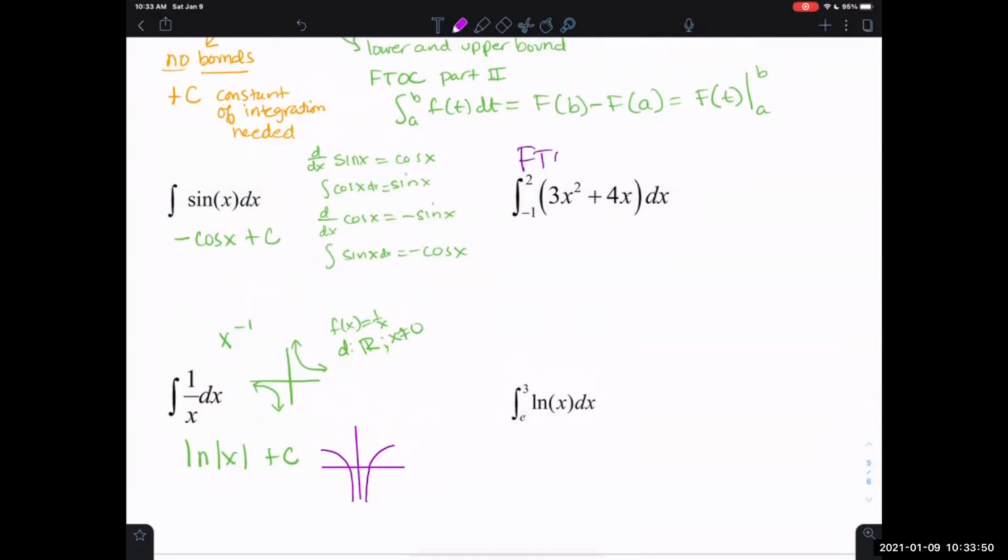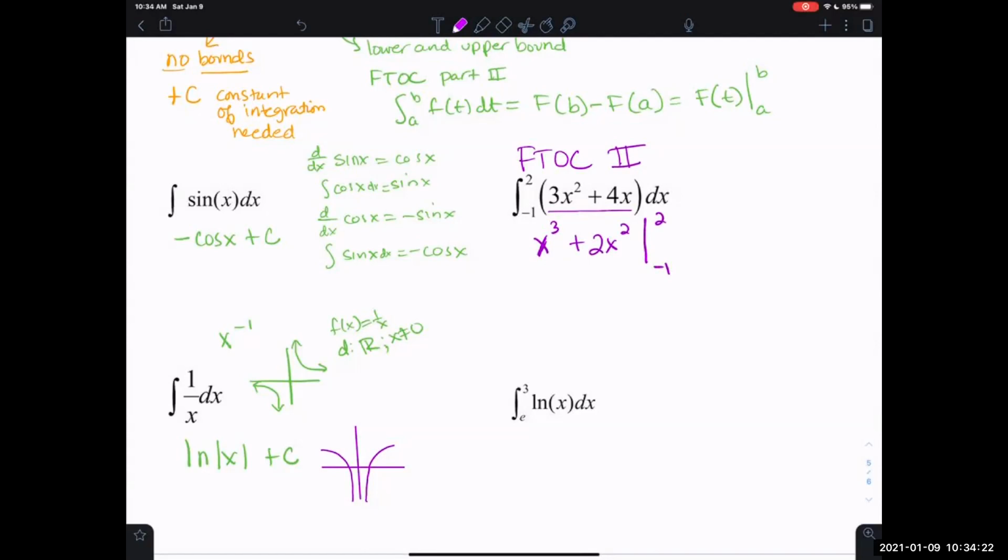This is where we're going to actually use our fundamental theorem. So that means I'm going to calculate my antiderivative. Okay, so now we're going to use the power rule. We add 1 to the exponent. We divide by 3, which would give us a 1 as a coefficient. And here we add 1 to the exponent, which would make it a squared. And when we divide 4 by 2, we get 2. We don't need plus c. We are evaluating. There's my evaluation bar from -1 to 2.